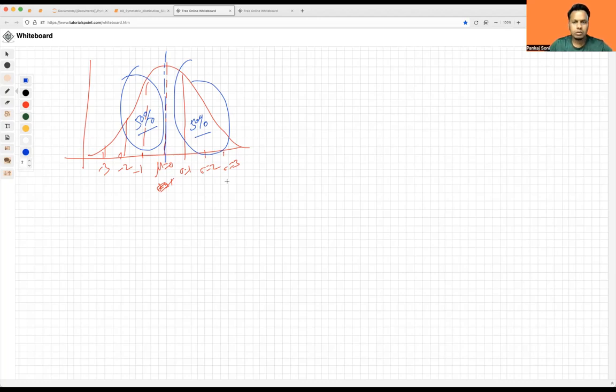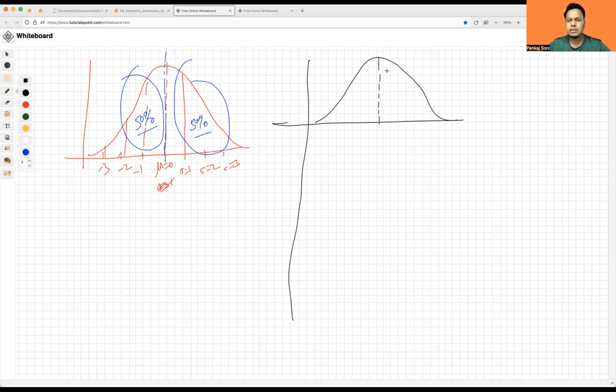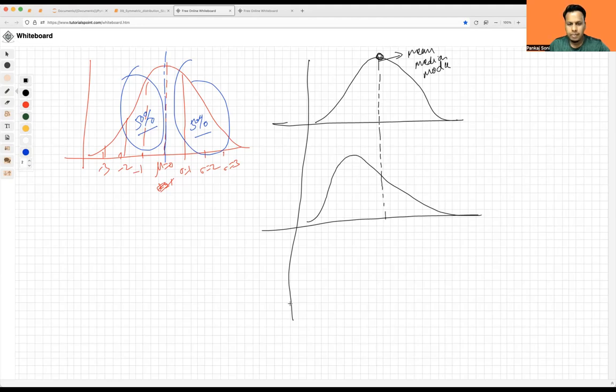Let me just show here. I'll take another color. I'm just going to draw first the normal distribution curve, where your mean is here. In normal distribution, there's one more thing: mean, median, and mode all are lying under this particular point. That is the property of the Gaussian normal distribution. And now let's take another curve where we are seeing a curve like this, and another curve that will look like this.